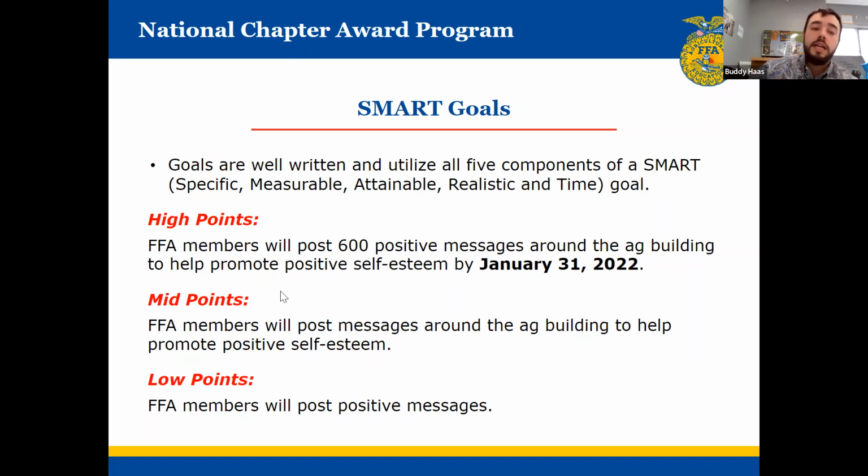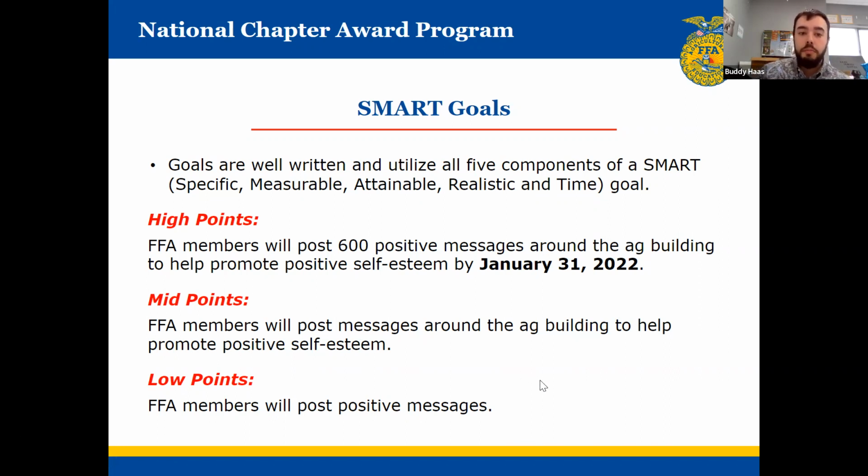So an example of a high points SMART goal: FFA members will post 600 positive messages around the Ag building to help promote positive self-esteem by January 31st, 2022. Okay, so the idea is that I can see that the FFA members are in charge of it. We're going to measure 600 positive messages. We know where it's going to happen. We have a date that it's going to be completed by, and depending on the size of the chapter, it's probably realistic for them to be able to write 600 positive messages, and it's probably attainable for them as well.